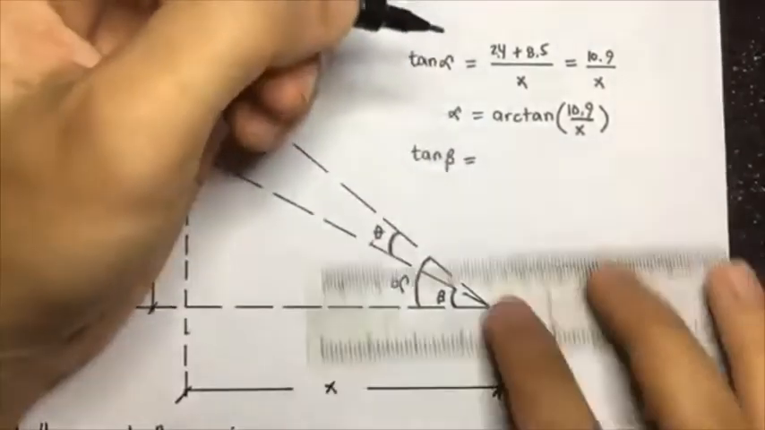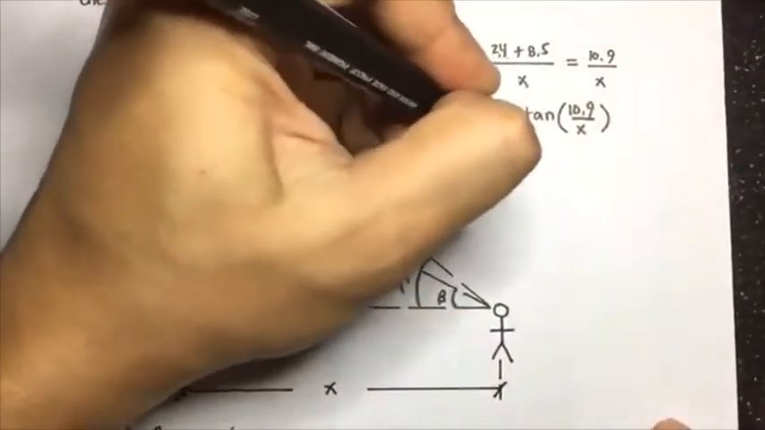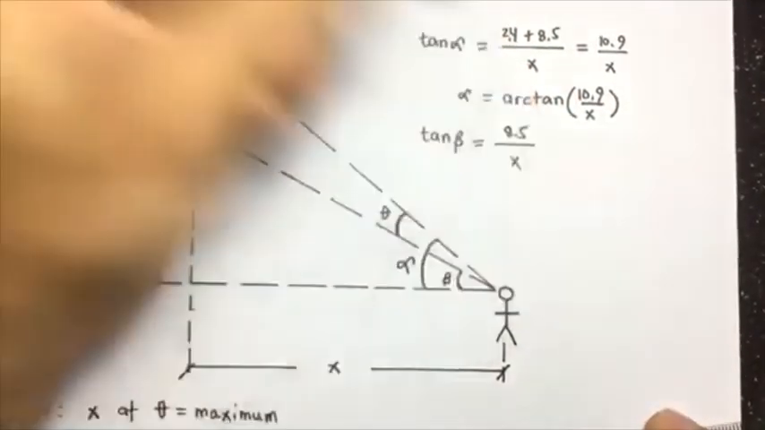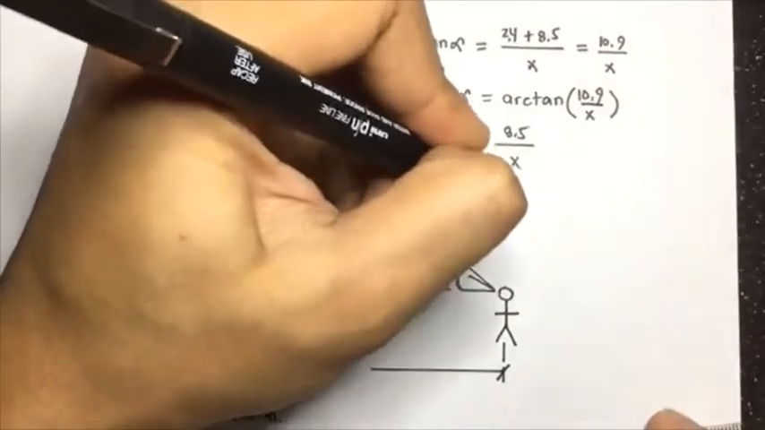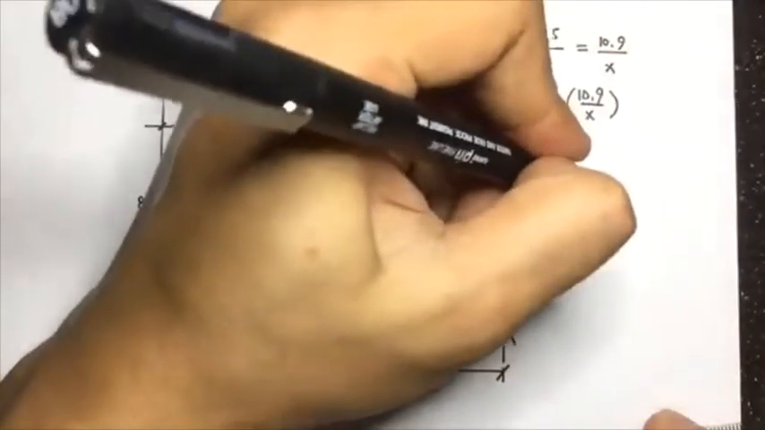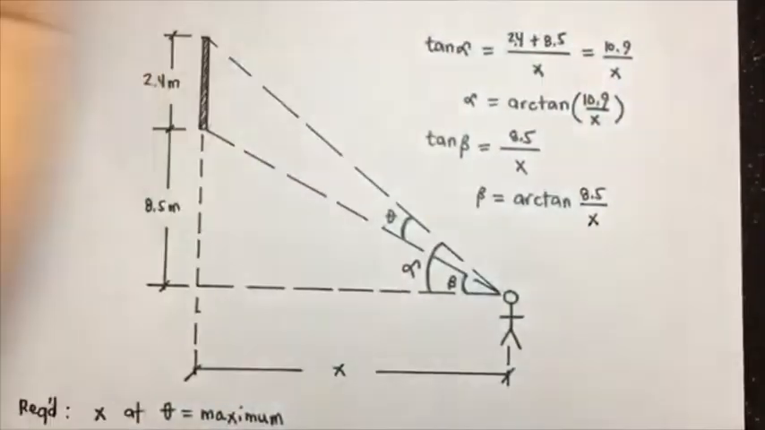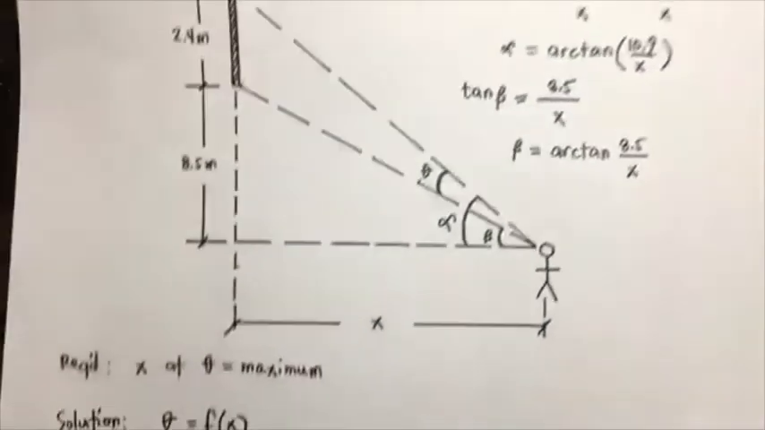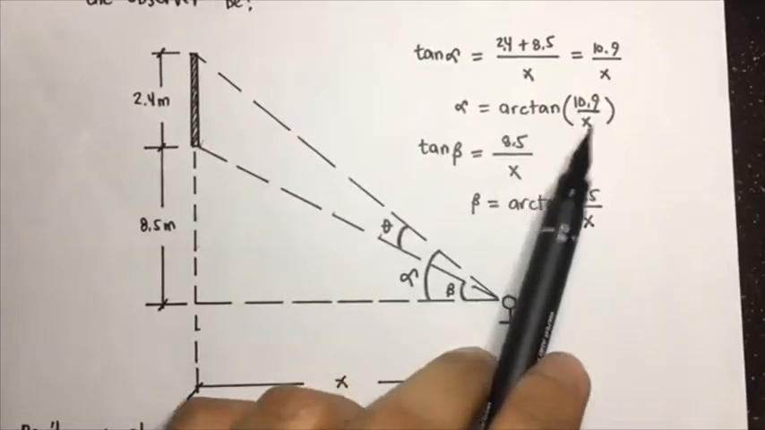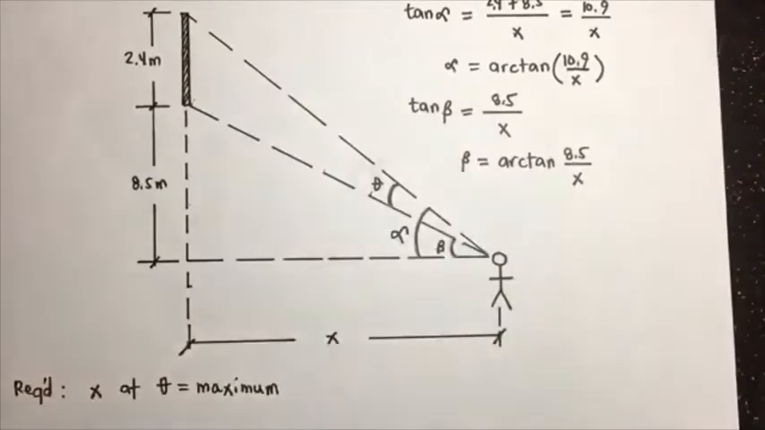So tangent beta is equal to opposite 8.5 over adjacent x. Therefore, beta is equal to arctan of 8.5 over x. So using those two, substituting alpha is equal to arctan of 10.9 over x and beta as arctan of 8.5 over x.